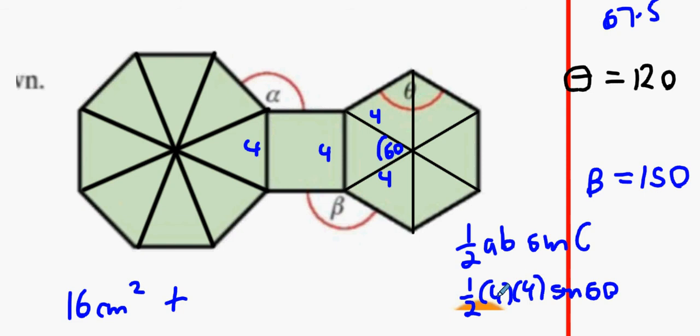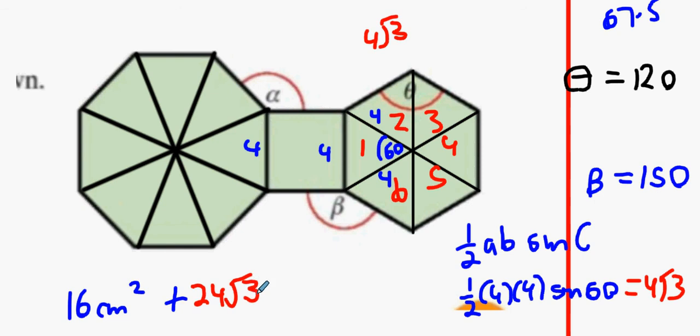Alright, give me a sec, I'll see if we can do it. 4 root 3. Yeah, is that 4 root 3? Yeah, thanks. So each one of these triangles is 4 root 3. How many triangles do we have? How many of them is there? 6 of them. So multiply it by 6. We get 24 root 3.